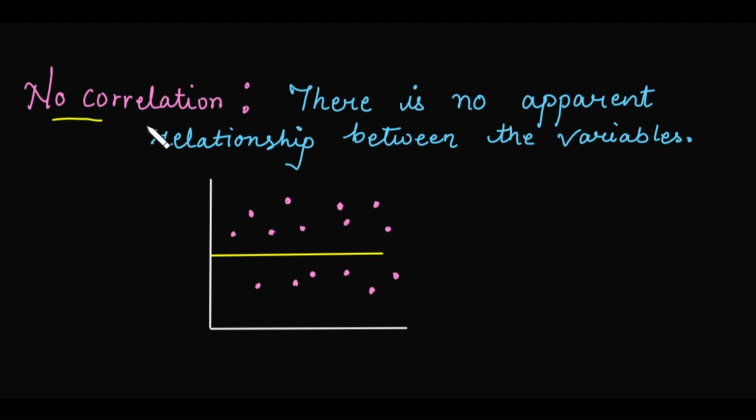Next is no correlation. This is when one variable does not affect the other. For example, there is no correlation between the size of shoes and the intelligence of a group of people. In such a case, the trend line is constant.